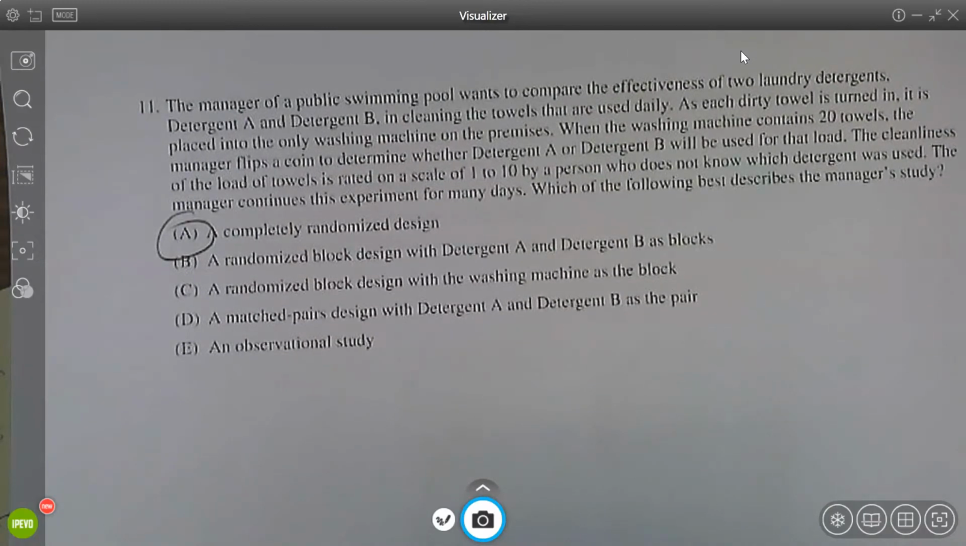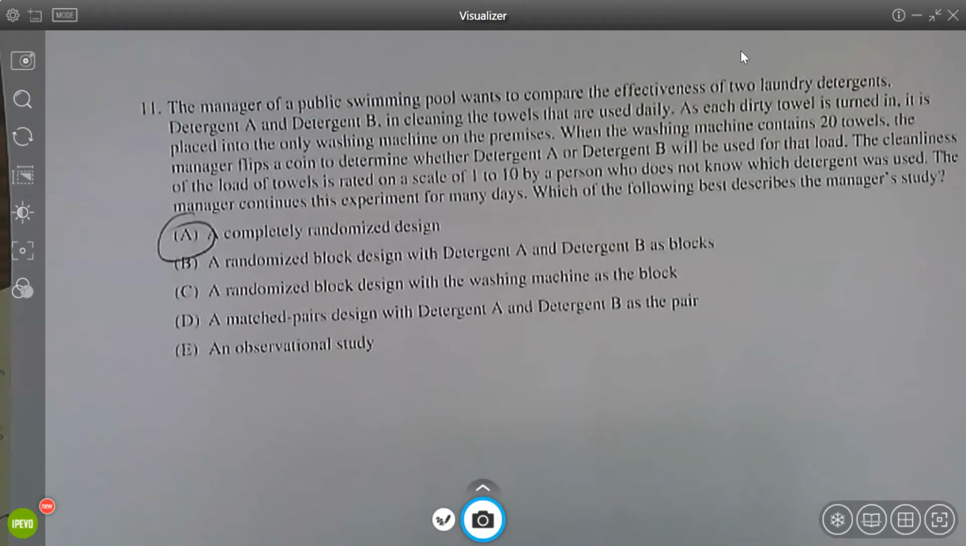Number 11, you have another experiment here. They have detergent A and B. What they did is they flip a coin to determine A or B. So they just took their subjects, or in this case, experimental units, the towels, and randomly assigned them to one of the two detergents by chance using the coin. They're not blocked by like level of stain or anything like that. This is just a completely randomized design.